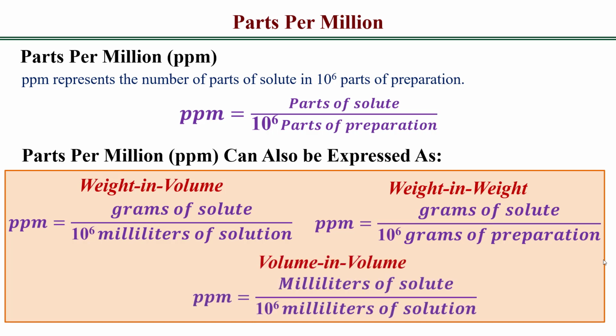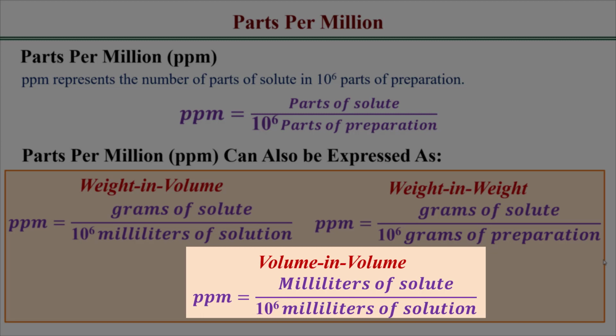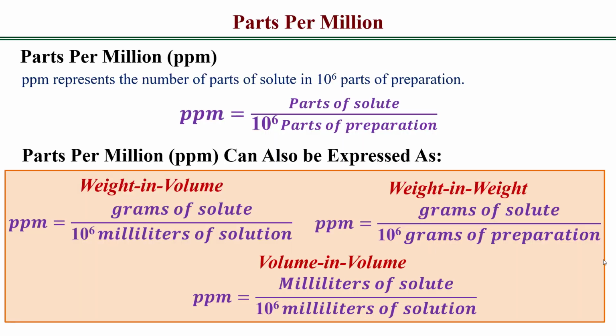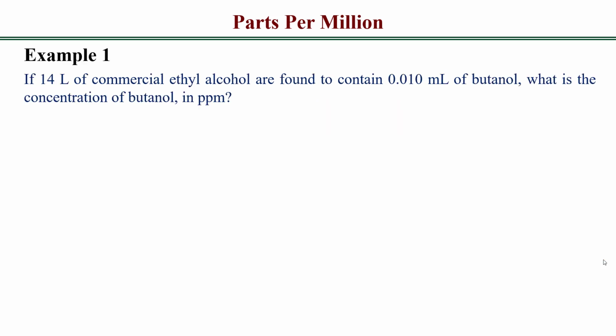If you have a volume in volume preparation, then it will be the milliliters of solute in a million milliliters of solution, or microliters of solute in a million microliters of solution. Here, the units in the numerator must be the same as the units in the denominator. So now let's take a look at the first example.